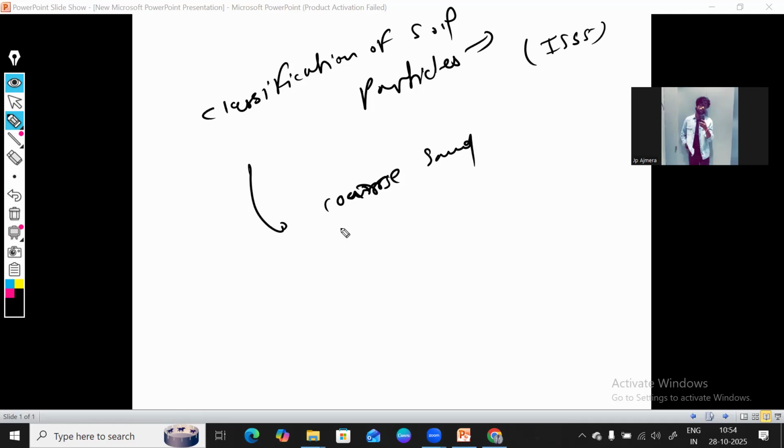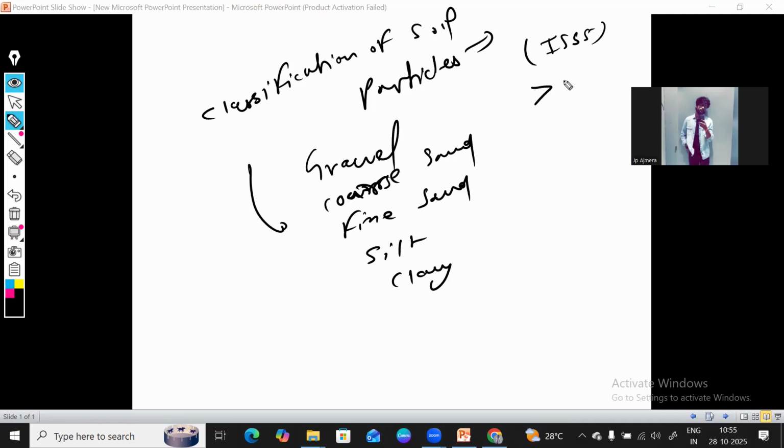The second one is fine sand, the third one is silt, and the fourth one is clay. So according to ISS, the soil particles are divided into four parts, but according to the standard book by Nemraj Sunda, they mention one more, that is gravel.